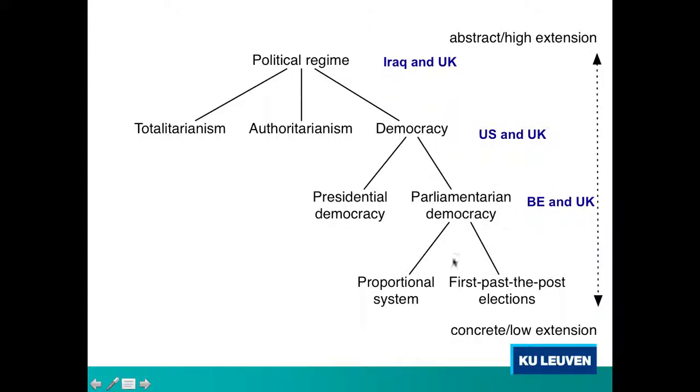You would probably have Belgium close to the proportional system subtype and UK close to the first past the post election subtype. So the point I want to make, and you see there is always one case similar over there, is that what differs is the distance between UK and the other case. The smaller the distance, the lower the position on the abstraction ladder can be. Right? If you want to study distant cases, cases where the context will be much different, you need to go up the abstraction ladder.